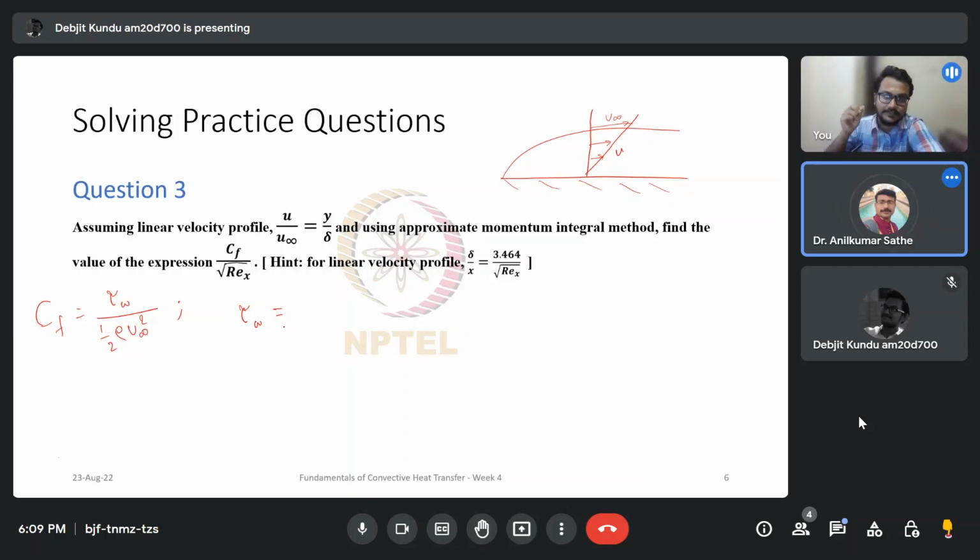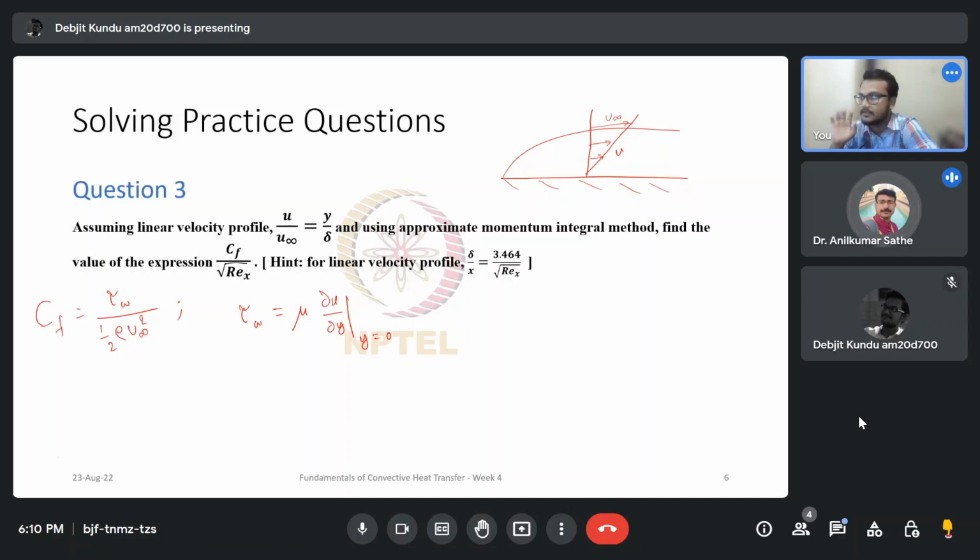What is it? How can we write this? This is the shear stress at the wall. Not the 0.332, just the actual formula of tau w. How is it calculated in any case, not just for boundary layers of any specific kind? It's mu into dou u by dou y at y equal to 0. This is simple Newton's law of viscosity.